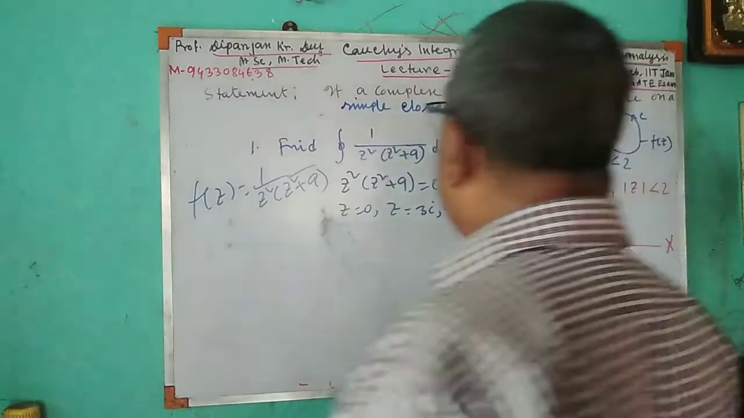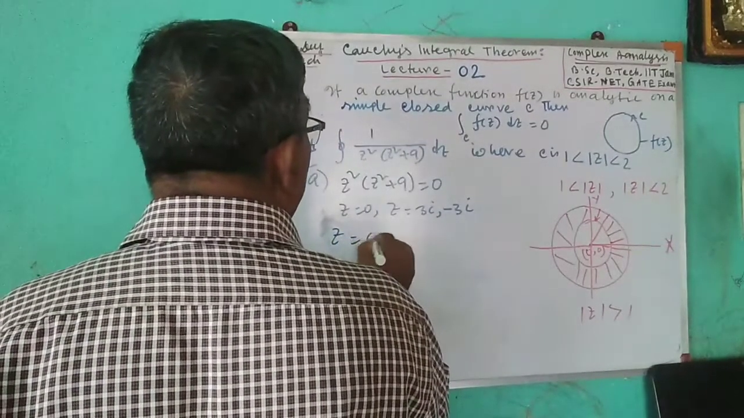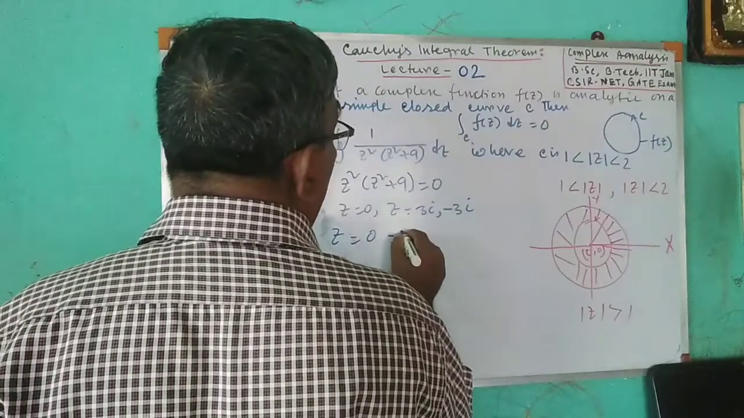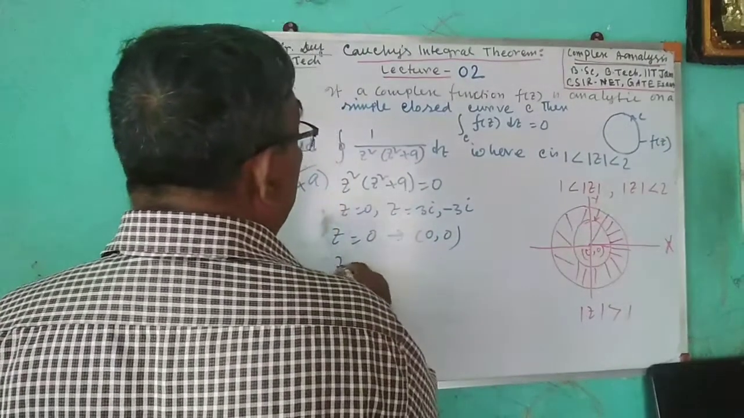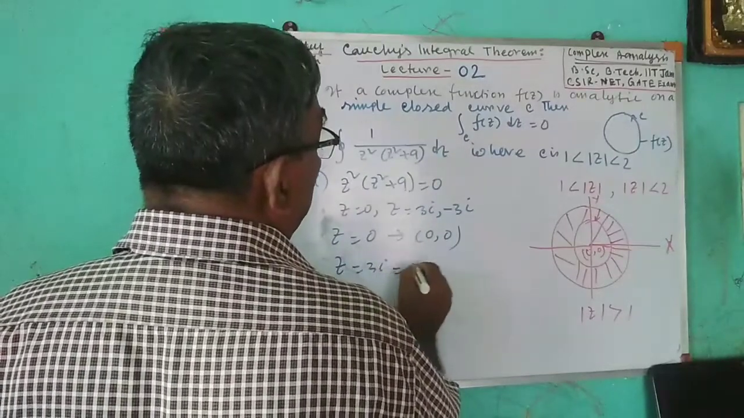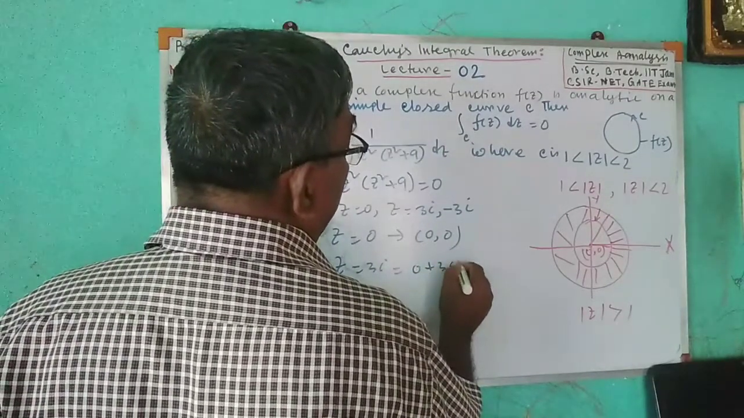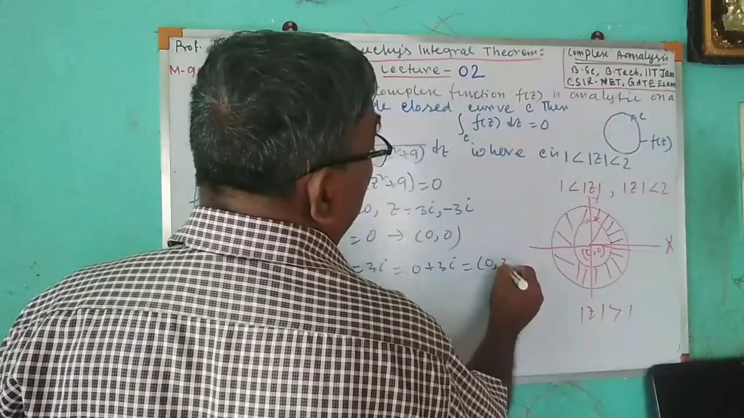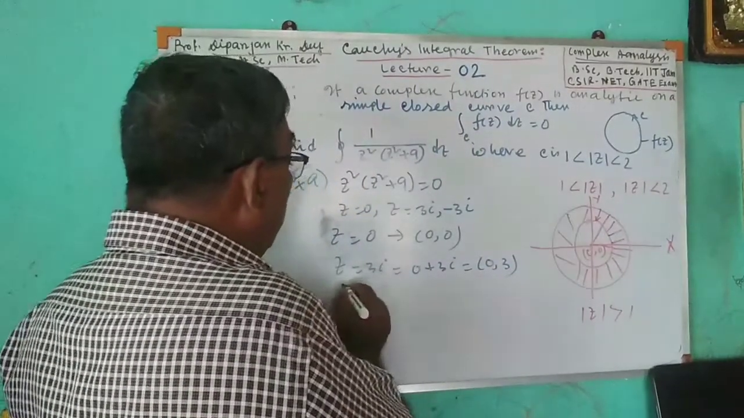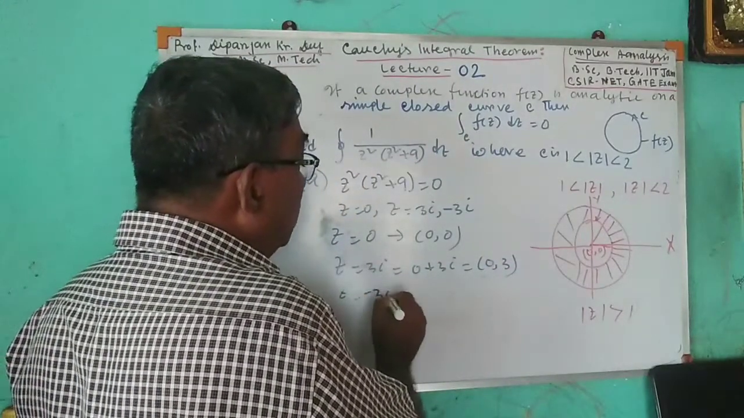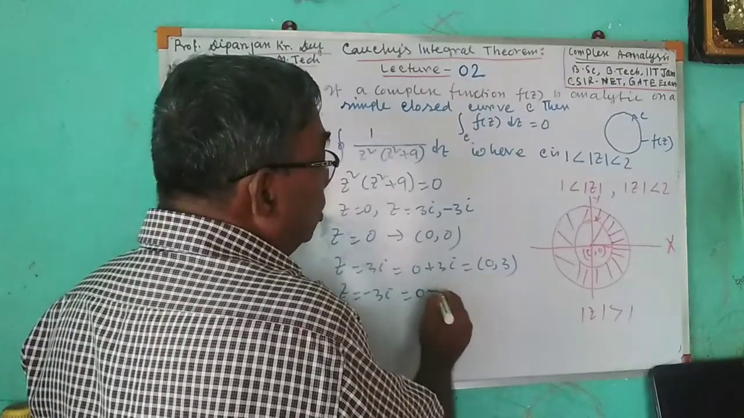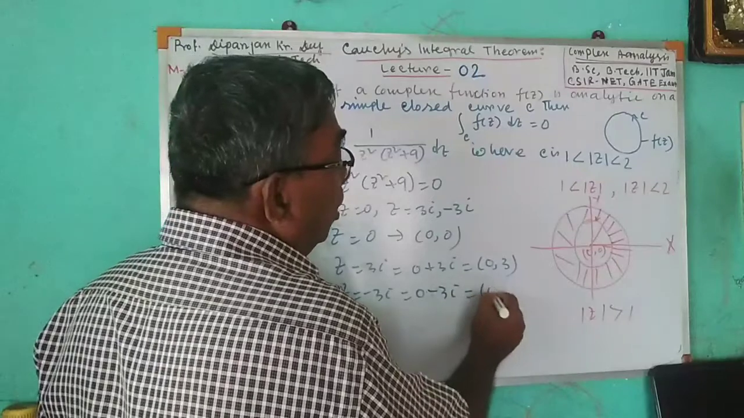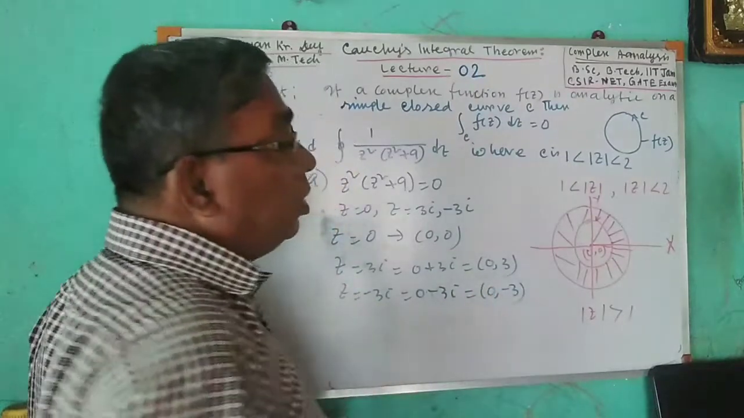Now when z equal to 0, that is 0 0. z equal to 3i, that is 0 plus 3i, equal to 0 comma 3. And z equal to minus 3i, that is 0 minus 3i, that is 0 comma minus 3.